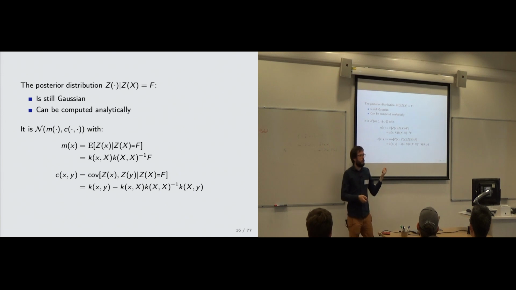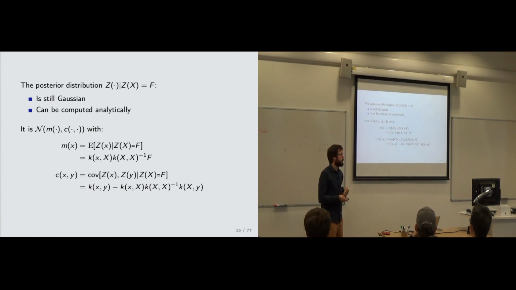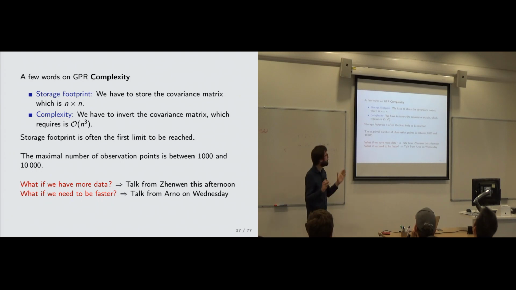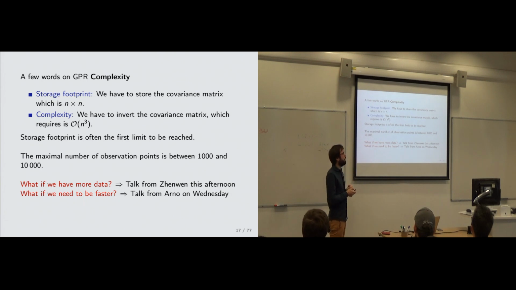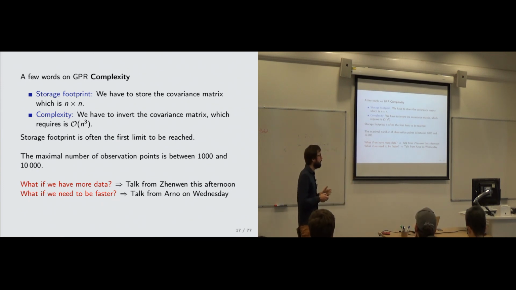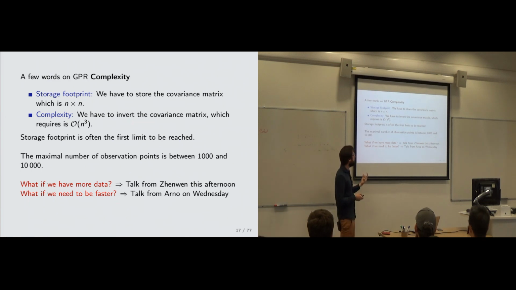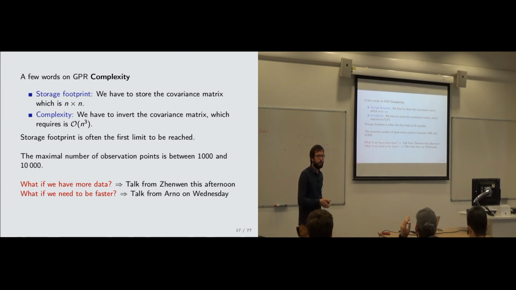But computing the Cholesky and doing the triangular solve has the same complexity as inverting the matrix. It's n cubed, where n is the number of observations. So we have two different types of complexity: the storage footprint that is n squared, and the computational complexity that is n cubed. So on a regular computer, that means that the maximum number of observations you can handle with plain GP regression is somewhere between 1,000 and 10,000 points.